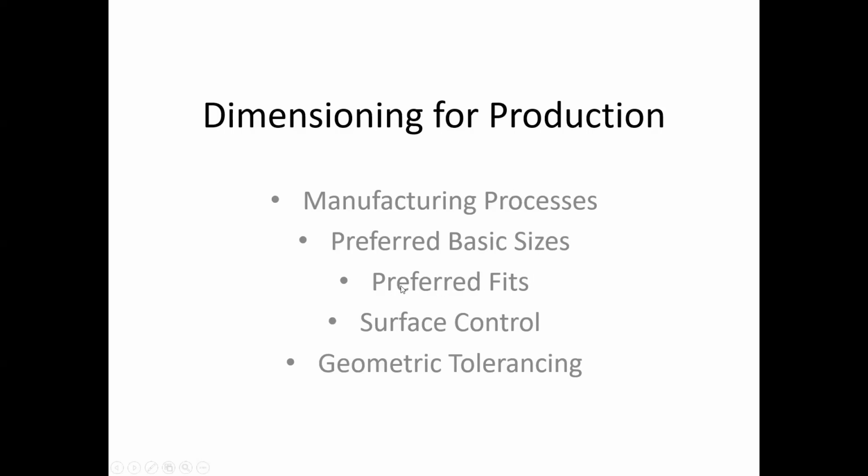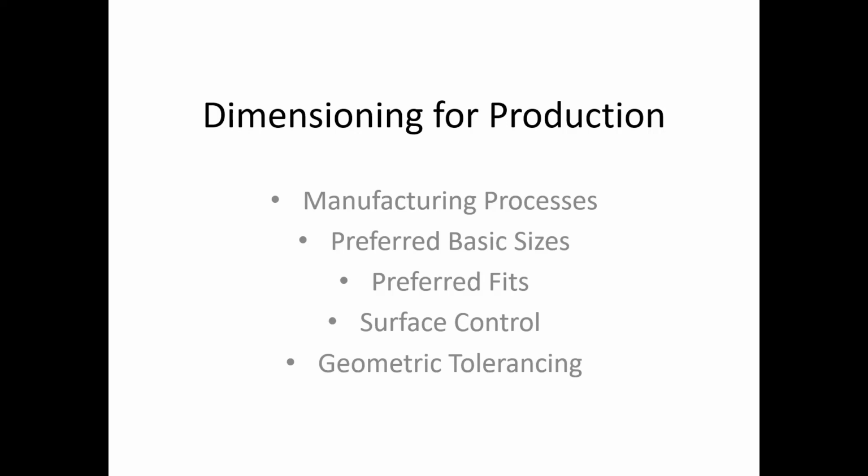We've hit preferred fits, just a little review about fits. There's three types of fits. What are they? Yep. Interference. That middle one. Transitional. What's that? Transition. Yeah, transition. So one fits, one doesn't. One's got space, one has no space, and one could have space. Yeah. So good about that.